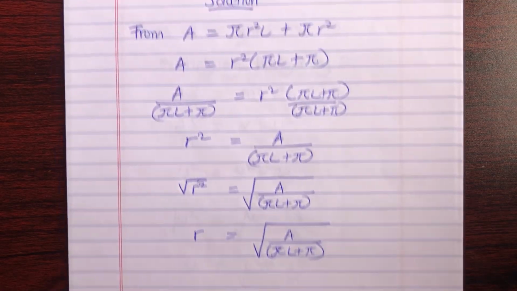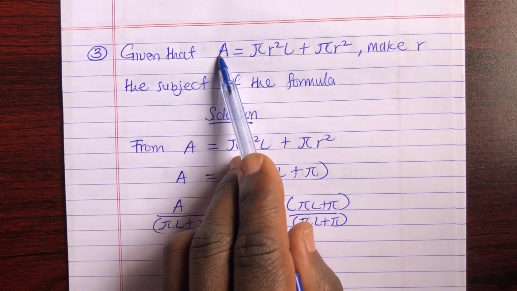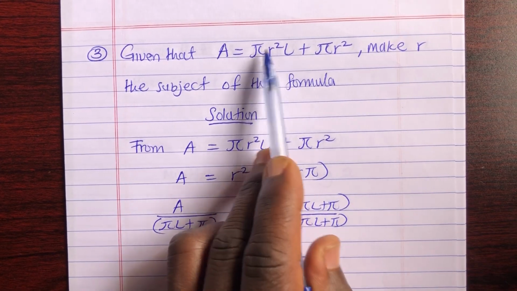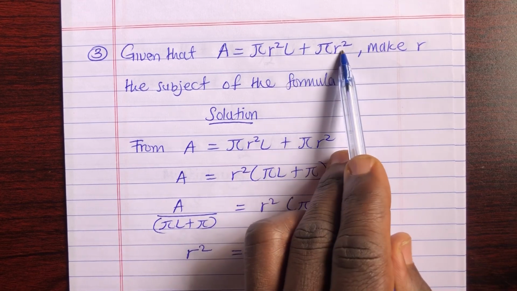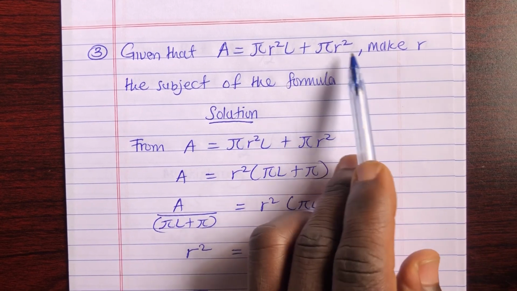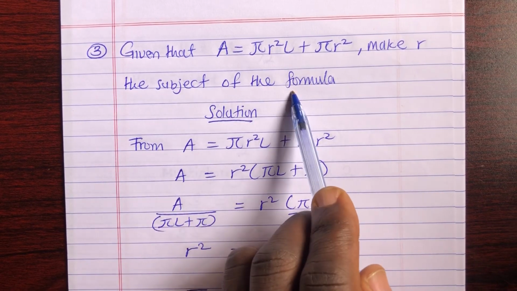In the third example, we are given that A equals pi r squared L plus pi r squared. So they want us to make r the subject of the formula.